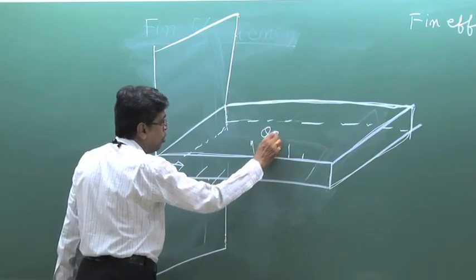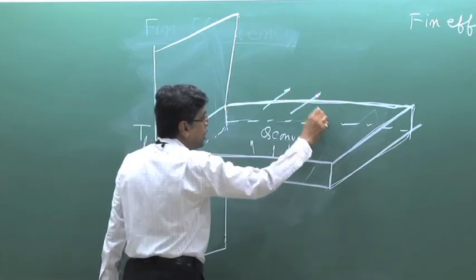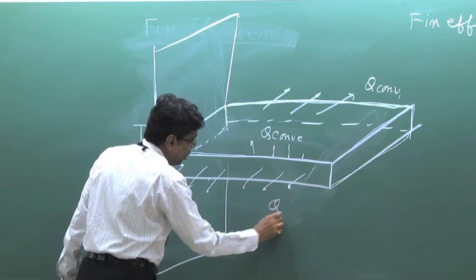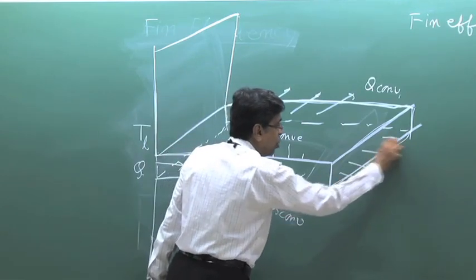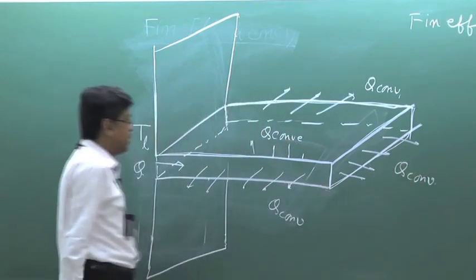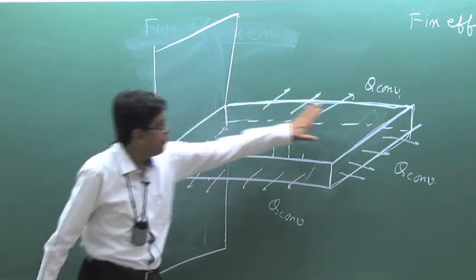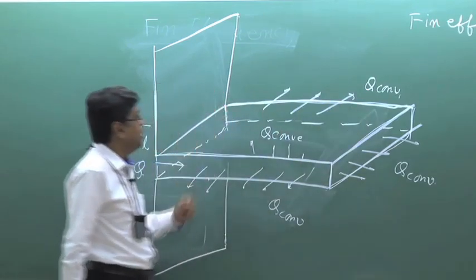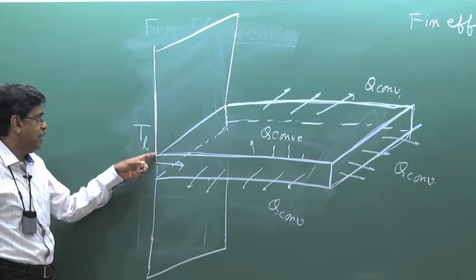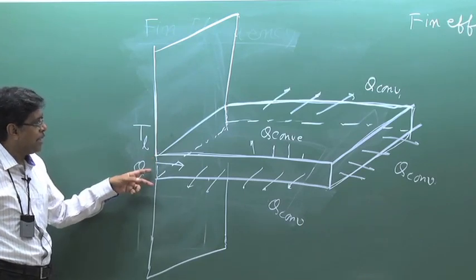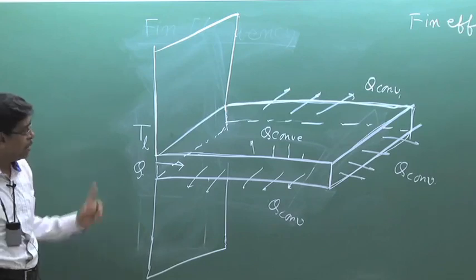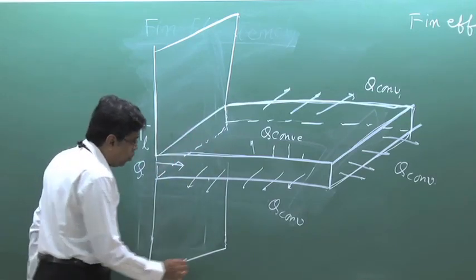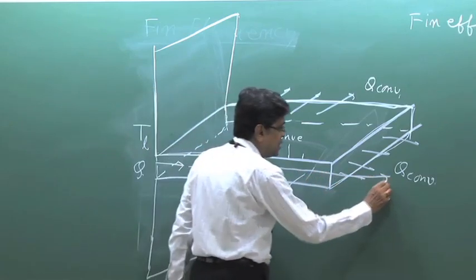Q convection, Q convection. From this lateral surface also, Q convection. This we already did in the last class. And from this surface also, finally, convection heat transfer is there. If it is not insulated, that means this side, top surface, bottom surface, all lateral surfaces, convection heat transfer is there. Due to this large surface area, the convective heat transfer is huge, so that finally the heat coming from the base where it is attached is enhanced. That is the basic principle of the fin. But one thing, we assume that it is a one-dimensional problem, usually a large fin, so that we consider this direction as X.